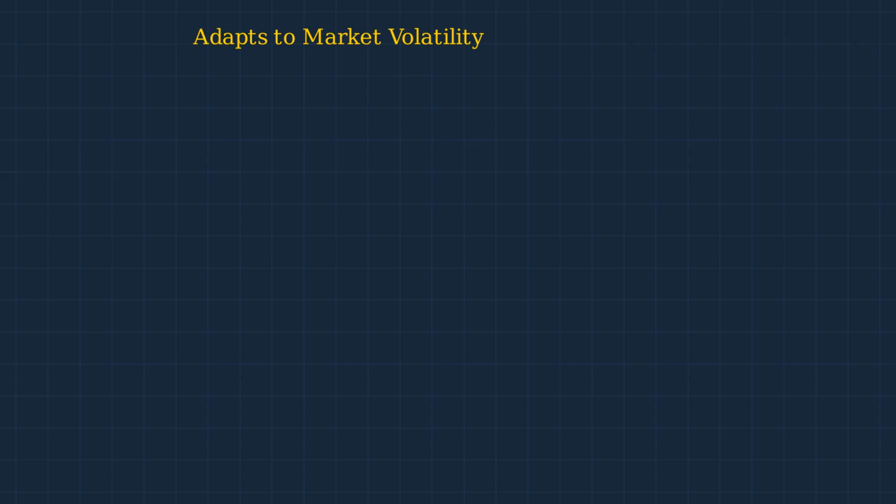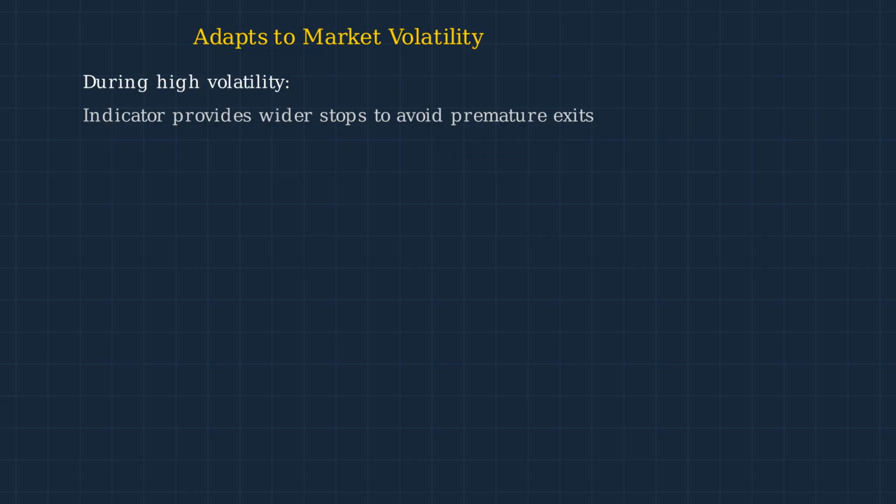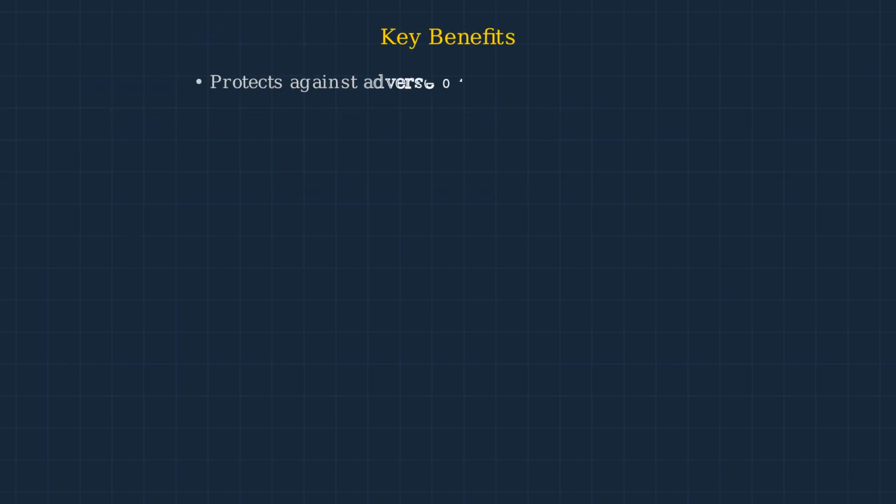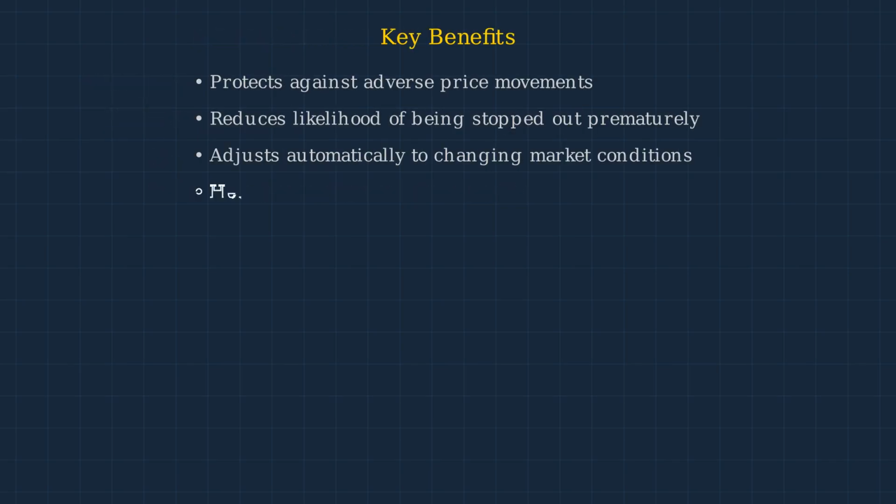One of the key features of the Chande Kroll Stop is its ability to adapt to market volatility. During periods of high volatility, the indicator provides wider stops to avoid being shaken out of positions by normal market fluctuations. And during low volatility periods, it tightens the stops to better lock in profits as the market moves in your favor. To summarize, the Chande Kroll Stop provides several key benefits for traders.